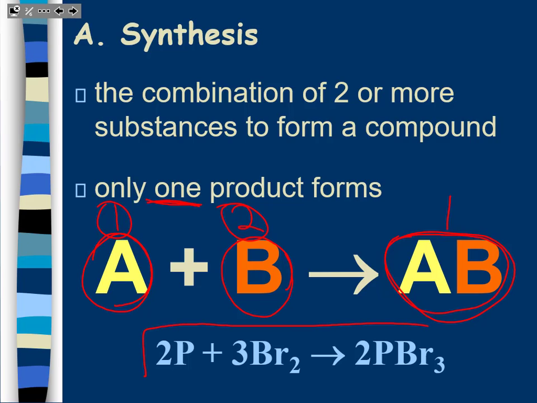So here's kind of like an algebraic example, if you want to call it that. Then here's a real example at the bottom. Okay? So we have phosphorus plus bromine go to make phosphorus tribromide here. Then you have to go back and balance it.